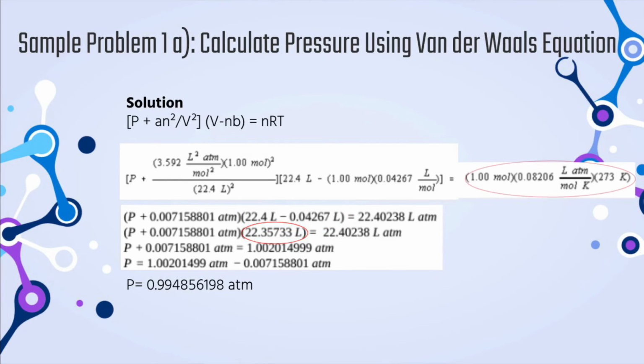1 multiplied with 0.08206 and 273 is equal to around 22.4. Now divide each side of the equation by 22.357. Then move 0.007 to the other side of the equation to solve for pressure. Pressure equals 0.995 atmosphere. When we compare the ideal gas equation and the van der Waals equation at normal temperatures and pressures, the two equations will provide similar results.